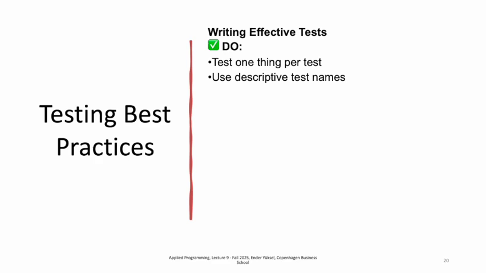Use descriptive test names. Your test name should be a sentence describing what's being tested and what should happen. A bad example is test 1, test method. A good example is calculate discount underscore with 0 items underscore returns 0. When a test fails, you should understand the problem just from reading the test name.